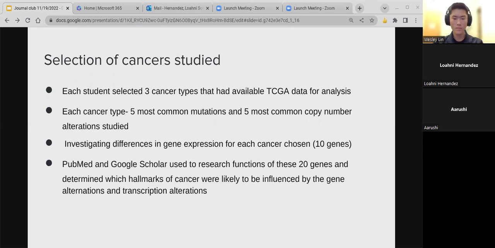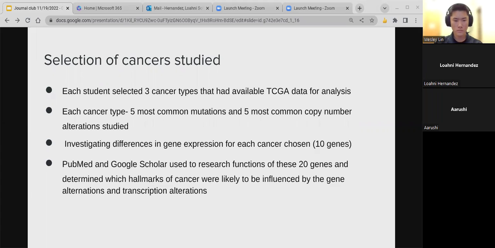Students were also asked to investigate the differences in gene expression between normal tissue and tumors for each cancer type chosen. This included 5 upregulated genes and 5 downregulated genes to identify alterations in its copying mechanisms, which is basically transcription, that were associated with cancer. Search engines PubMed and Google Scholar were also used to research functions of these 20 genes and determine which hallmarks are likely to be influenced by the mutations and transcription alterations.